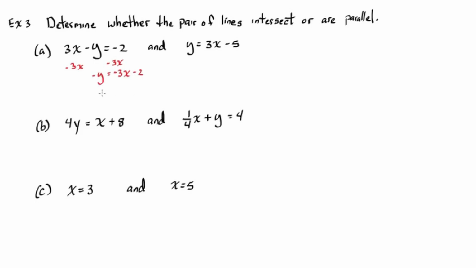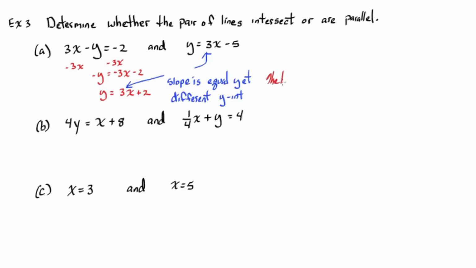So for parts A and B, what we really want to do is put this in slope-intercept form, because we know if the slopes are equal, that means that we have parallel lines, as long as the y-intercepts are different, because if the y-intercepts are the same, it could be the same line. So for part A, the lines are parallel.